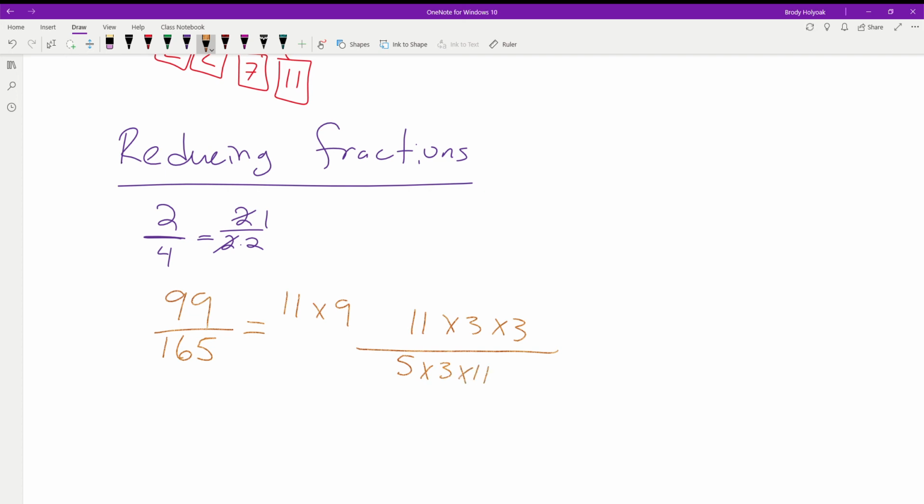So right off the bat, the 11s are going to fall off, and a 3 is going to fall off, because we have both one on top and bottom. And so we end up with 3/5.